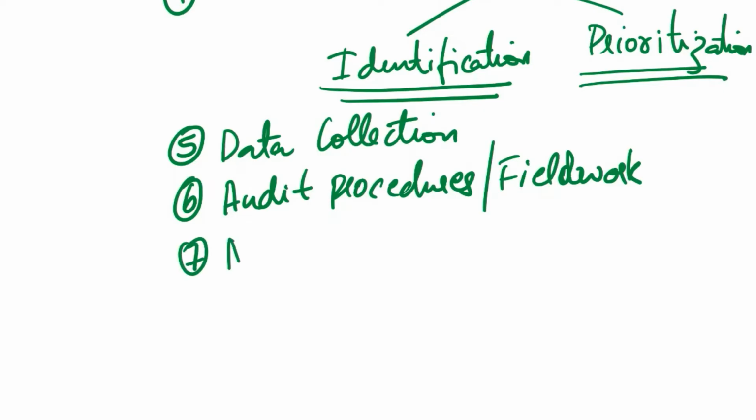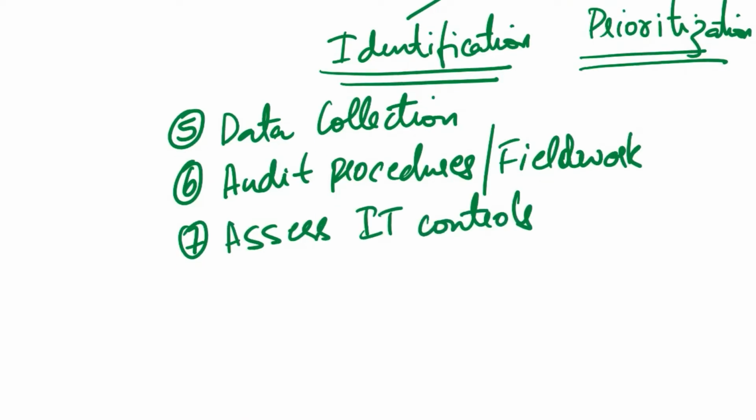Step 7 is assess IT controls. Evaluate the effectiveness of IT controls, including security controls, access controls, change management procedures, and more. Next, determine whether controls are designed effectively and operating as intended to mitigate identified risks.